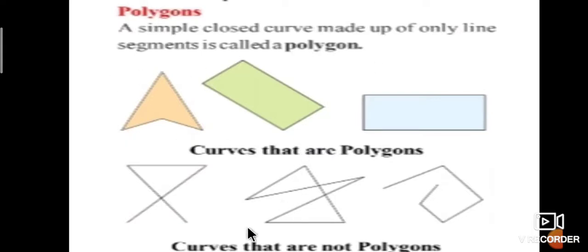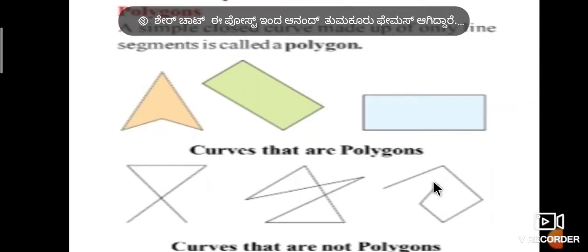These are curves that are polygons. These other curves are not polygons. They are curves, but not polygons, because they are not closed.